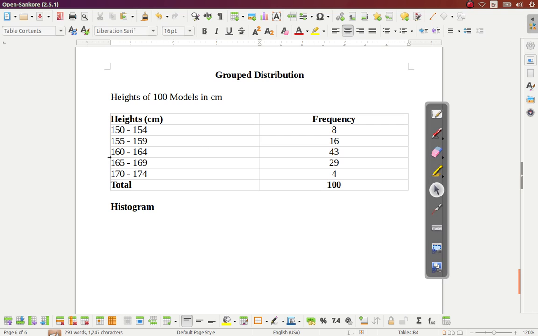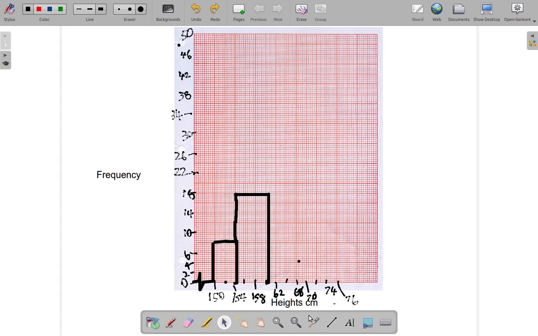Then you have 160 to 164, 43. This is 42, 43. This height to 164. This is 62. This is 64. You draw the line just to the right of 164 and go across.